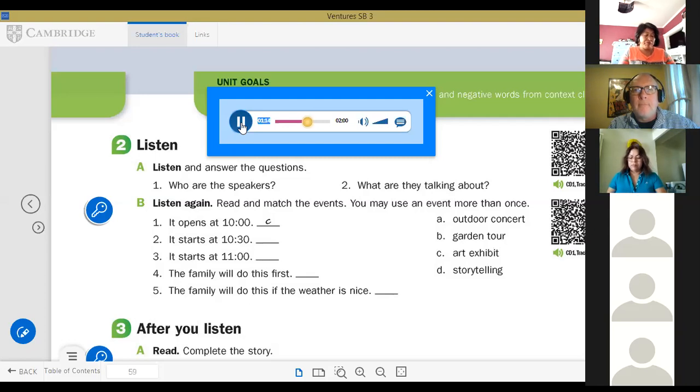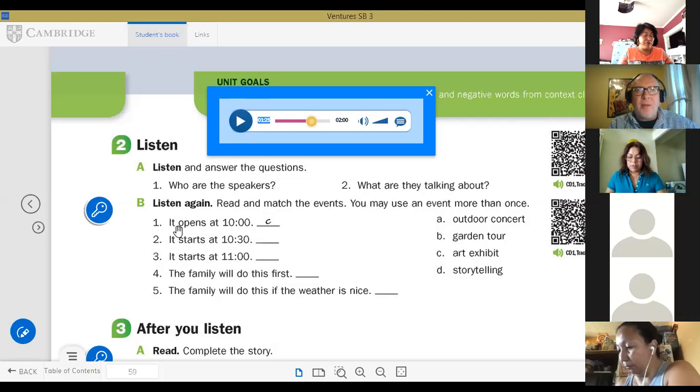The Museum of Art is free the first Sunday of every month. There's an exhibit of modern art showing now. The museum opens at 10 a.m. Oh, and here's something. That's what we already got, right? The museum opens at 10 a.m., so that's going to be letter C. Yes. So we have number 1 is C, and number 3 is B.